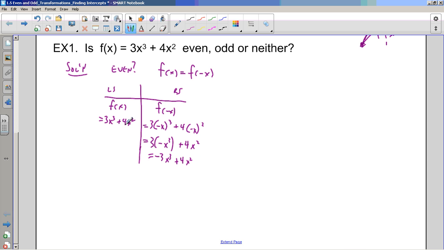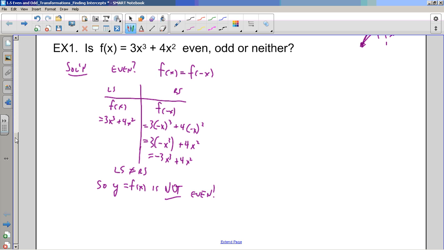Now the question is, is this equal to this? Well, the second part's the same, but the first part's not. Left side is not equal to the right side. So what can I say? It's not even.